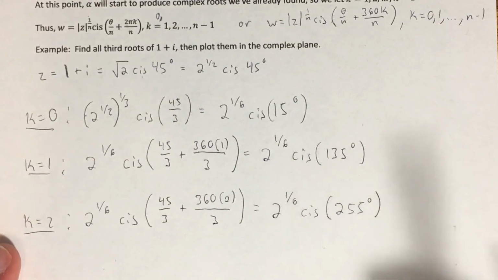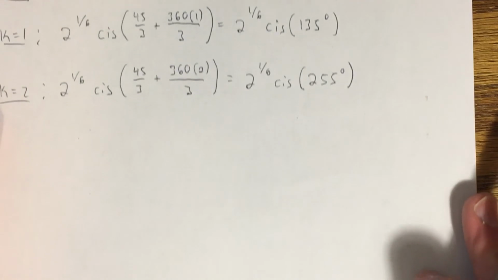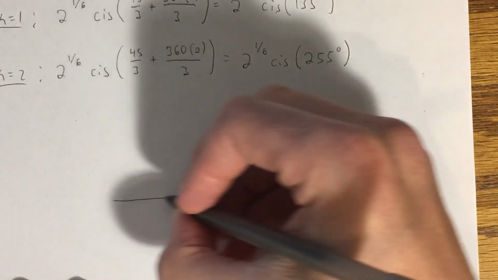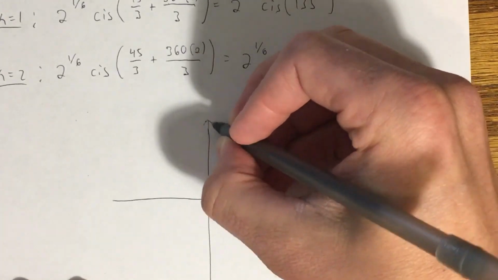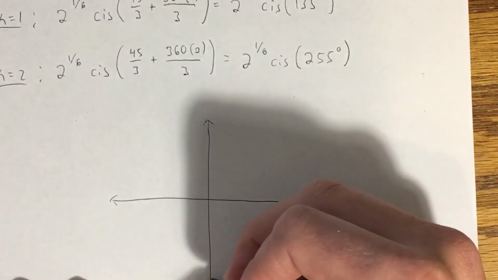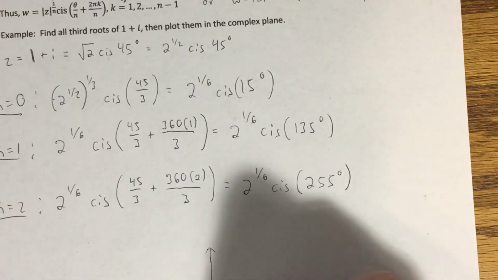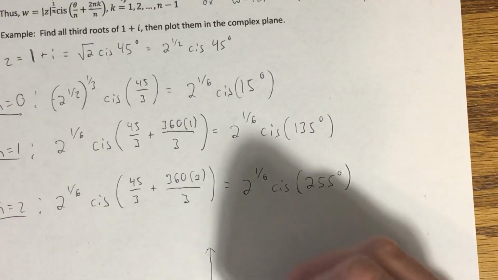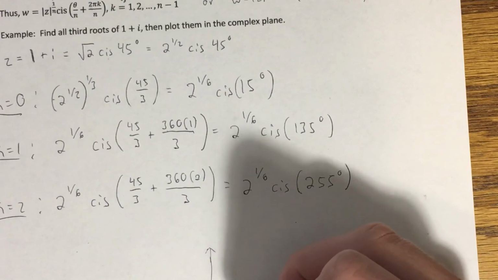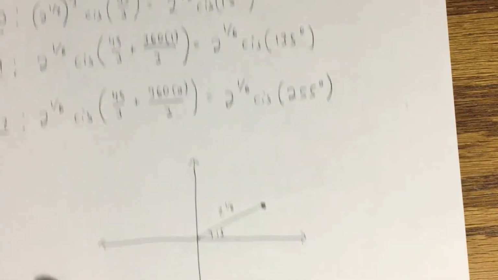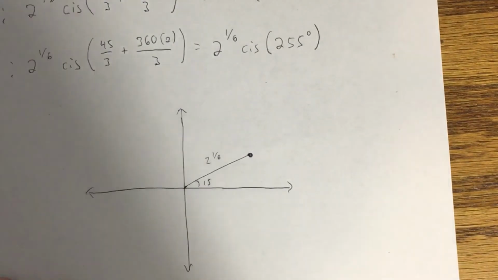Now we're also asked to plot them in the complex plane, and this is how we're going to wrap up this section. This reveals a really interesting pattern for those third roots of that complex number. So 15 degrees, let me say, that's right here, 15 degrees, and I'm going to say that this has a length of 2 to the 1/6 power. There's one of my roots right there.